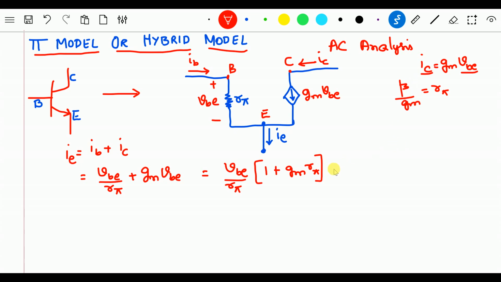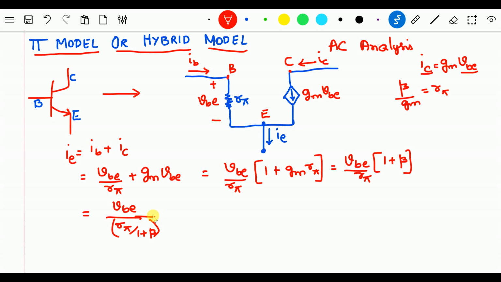So this will be equal to VB by R pi into 1 plus beta. I'll take this 1 plus beta to the denominator. So what I'll get is small VB divided by R pi divided by 1 plus beta.